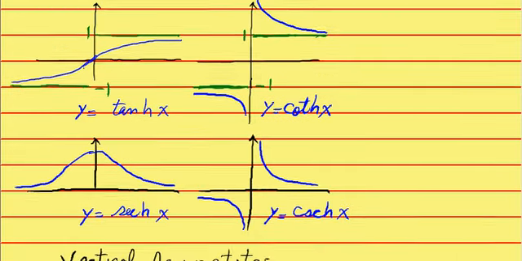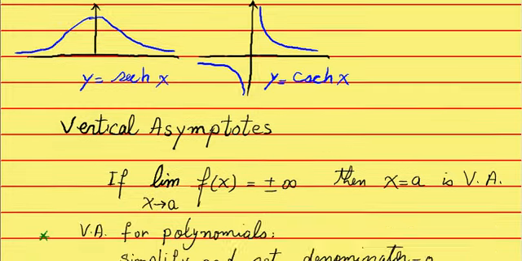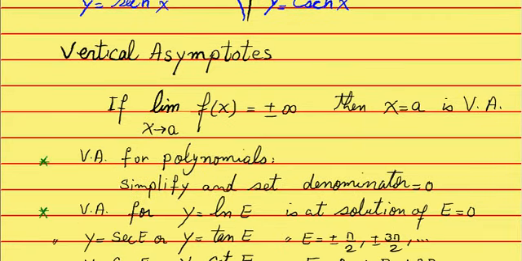Again, it's quite rare that you actually deal with cotangent hyperbolic, but every now and then maybe you see the tangent hyperbolic of x. Secant hyperbolic, x-axis itself is the horizontal asymptote. Similarly for cosecant hyperbolic of x. Let's go to vertical asymptotes. Vertical asymptotes happen where the limit of a function as you approach a certain point, either from right or left or both ways, is either plus or minus infinity. If that happens, then we say x equal to that limiting value is the vertical asymptote.